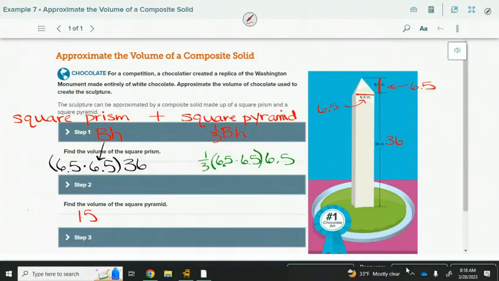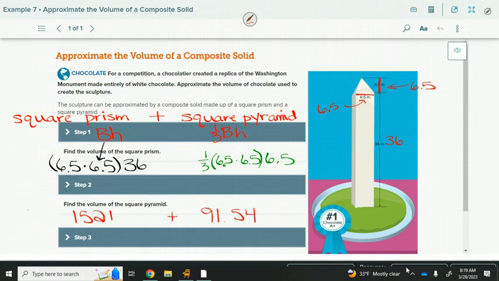1521. Okay, now let's get the pyramid. 1/3 times 6.5 times 6.5. Oh, 1521. Okay. And was that even then? Perfect. I like that even better. Thank you. All right. 1/3 times 6.5 times 6.5 times 6.5. Say that again. 91. Okay.